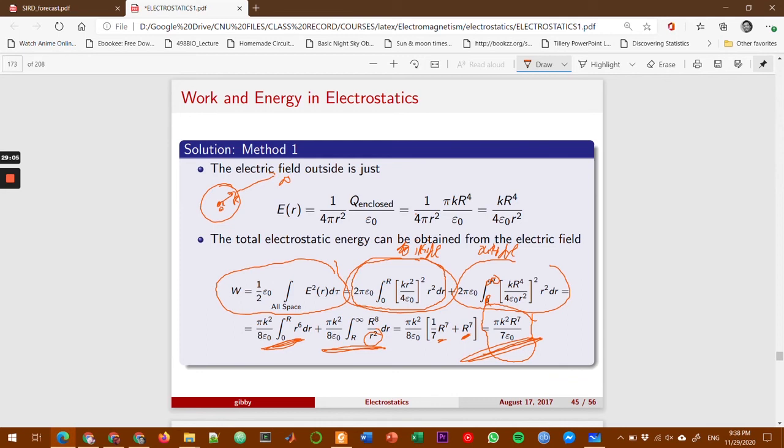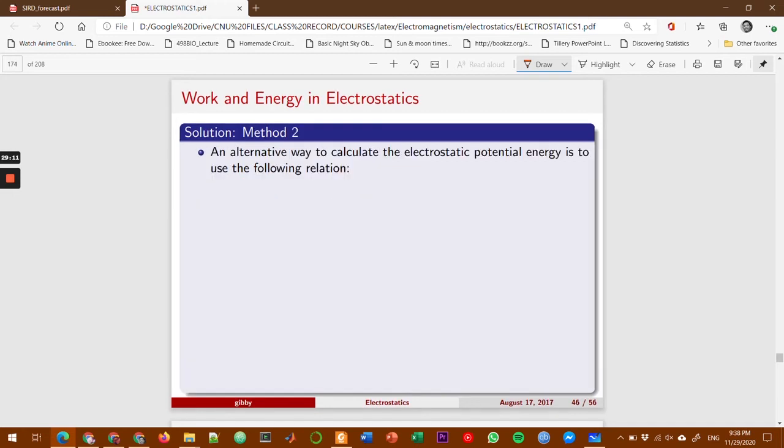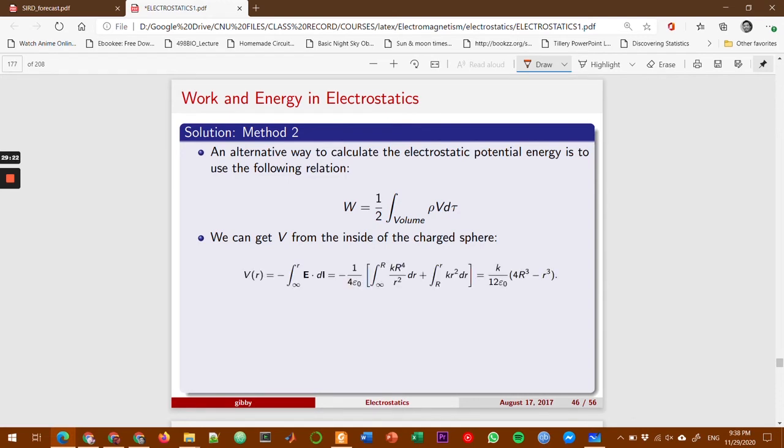We can also get the same result for work instead of using this equation, katong equation sa katong this one. Okay? So kailangan naman mo pagkitaon ng potential. So we get V from the inside of the charged sphere. Okay? So kani kailangan din gihapon nimo, so we have V ang imong electric field. So I think doble siya ang imong trabaho, right? But I think we should be able to get the same result.